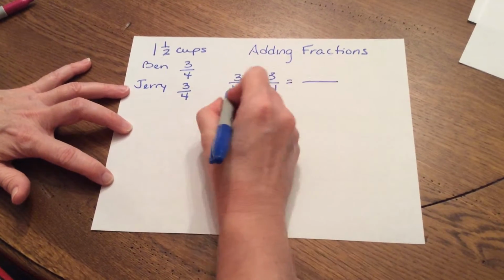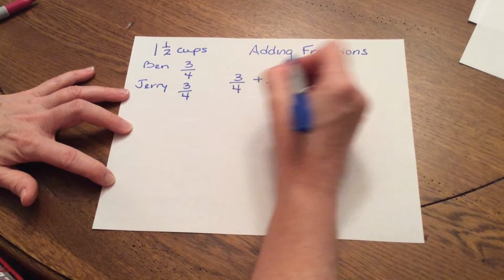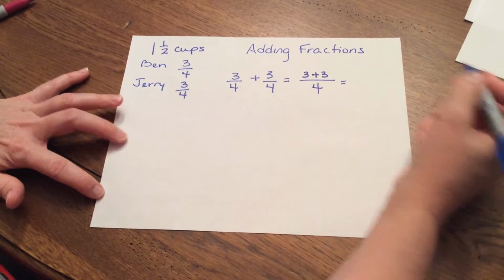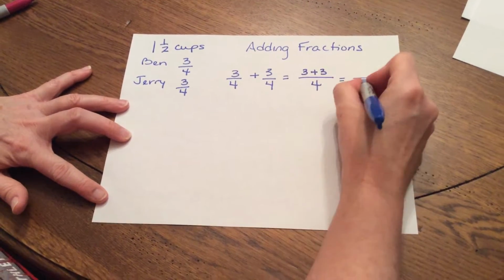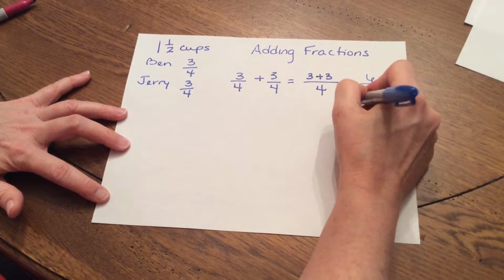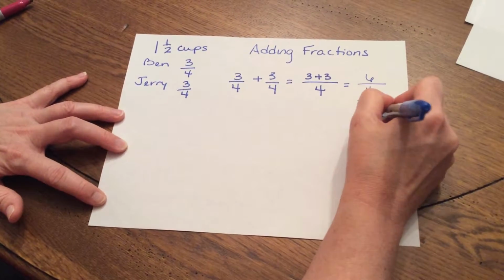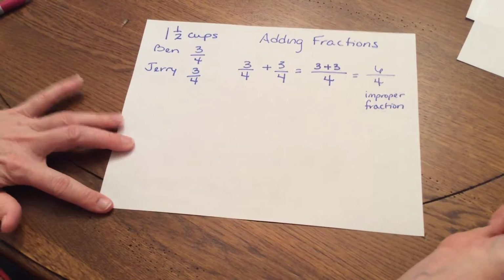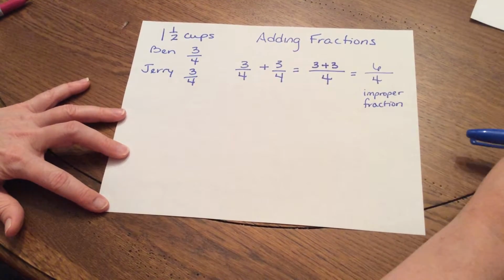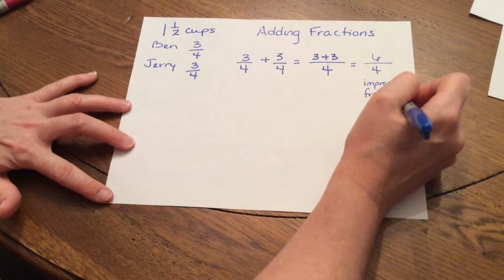So again, we're going to carry over our denominator since it is the same, and then we're going to add our numerators. 3 plus 3. So carry over our denominator, and then 3 plus 3 is 6. And this is called an improper fraction. And so we need to create the mixed number and put this in lowest terms.